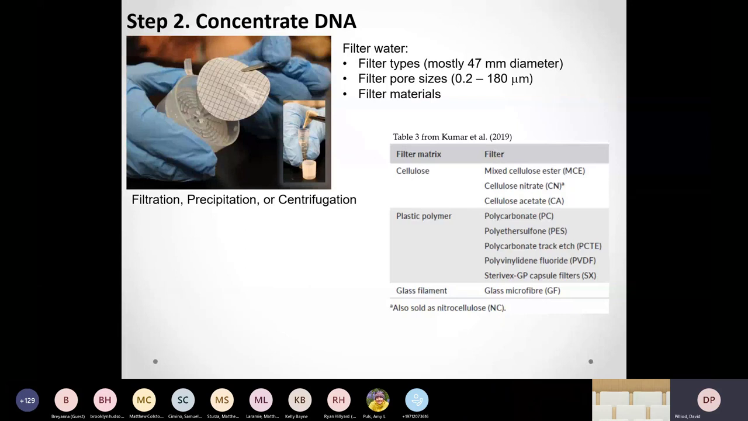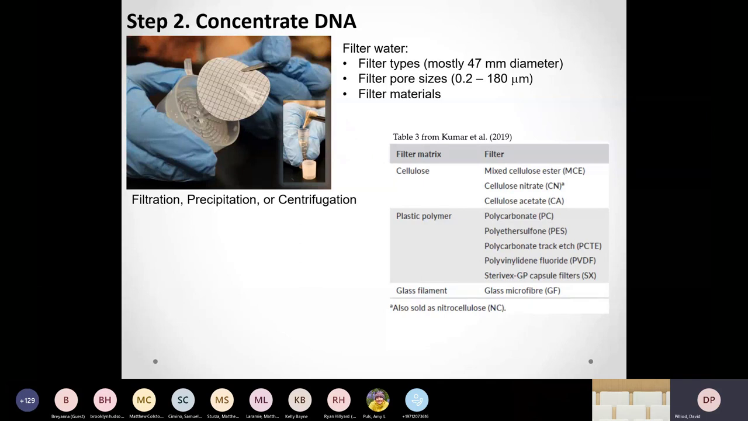The problem with the precipitation and centrifugation methods is you're collecting very small amounts of water, usually like 15 milliliters. And that's just such a small volume of water. The amount of DNA in it also is small. Whereas filtering, you can collect a lot more water and then concentrate it onto the filter paper.